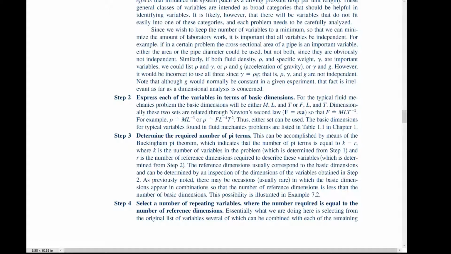For example, if in a certain problem, the cross-sectional area of a pipe is an important variable, either the area or the pipe diameter could be used, but not both, since they are obviously not independent.